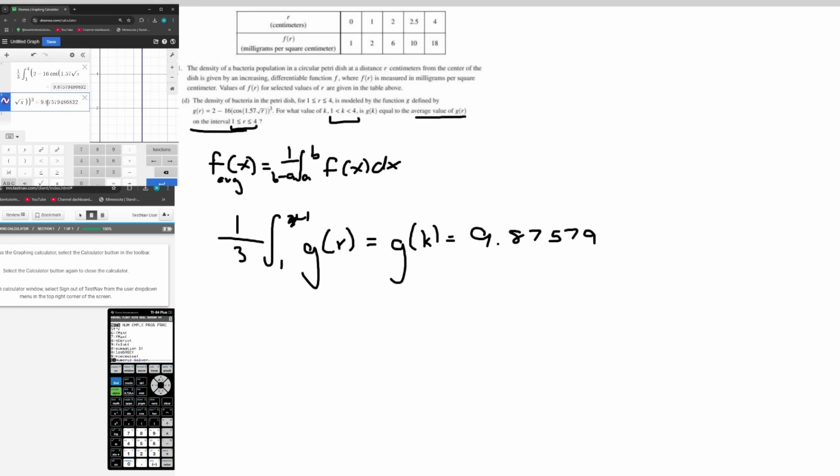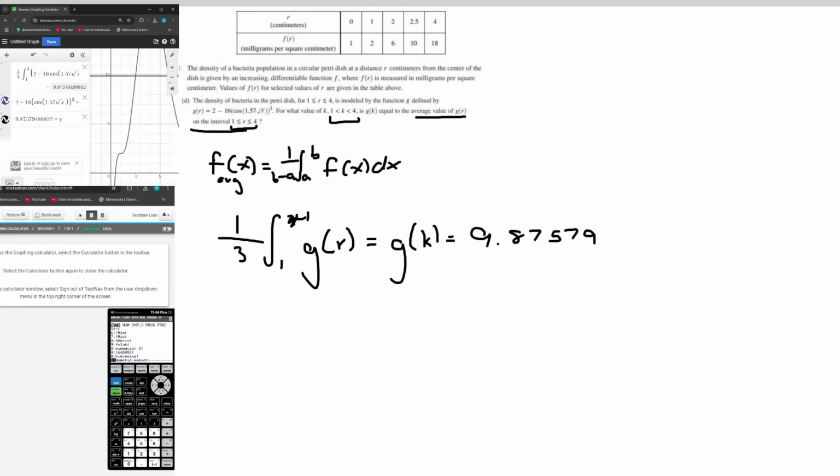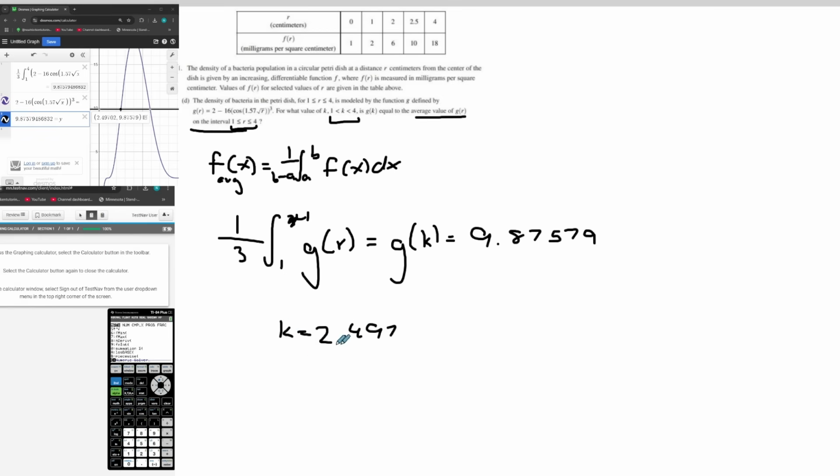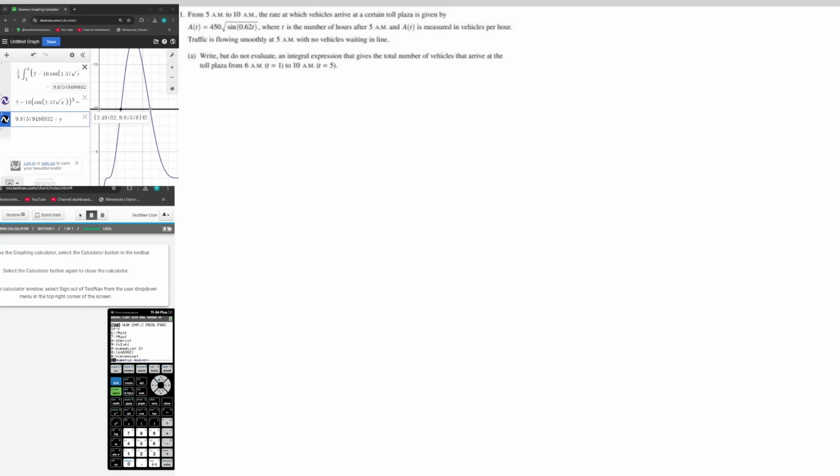Now, if you don't have that calculator, all you have to do is you would just say that this equals y, and then you would just write that this also equals y, and then you would find the x value that they touch. So there we would just say, okay, at what x value do they touch? It looks like it's 2.497. And you would say, okay, well, why is it not this one? Well, it says 1 to 4. So we would say, okay, well, k equals 2.497. Okay, and so that is all we have to do. All right, so that wasn't too bad, right? But the next one is going to be even easier than that.